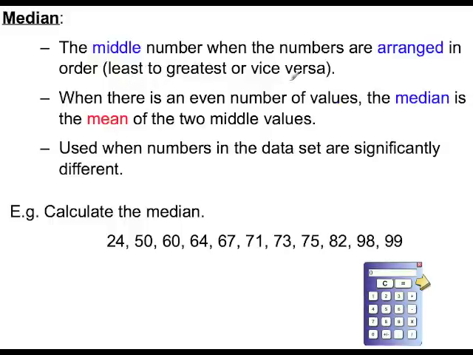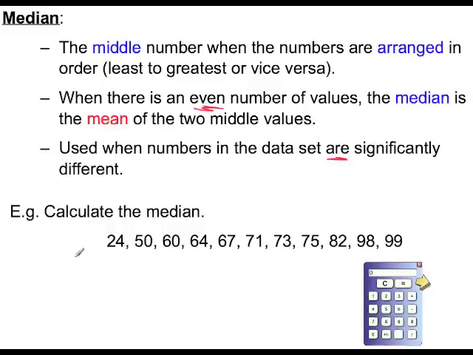Now, when there is an odd number of values in the data set, then the median is easy to find because there's only going to be one number in the middle. However, when there is an even number of values in the data set, then the median is going to be the mean of the two middle values. If that sounds a bit confusing right now, we're going to do an example in just a moment, and that should clarify things for you. Unlike the mean, the median is used when the numbers in the data set are significantly different, and we'll talk about what significantly different numbers mean in just a moment.